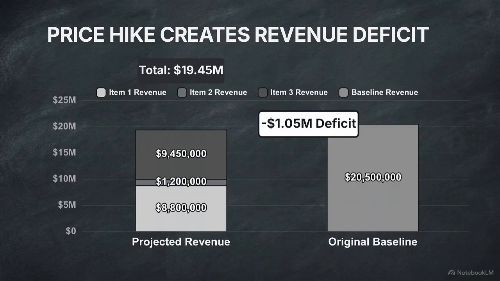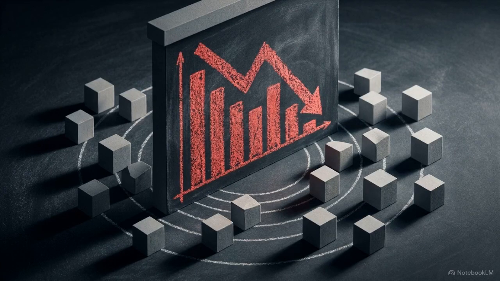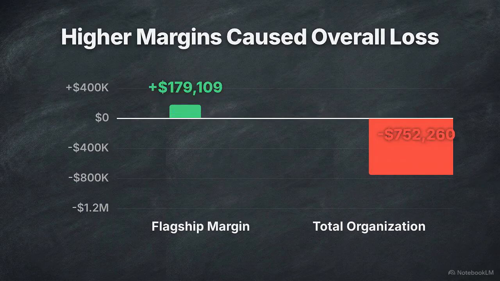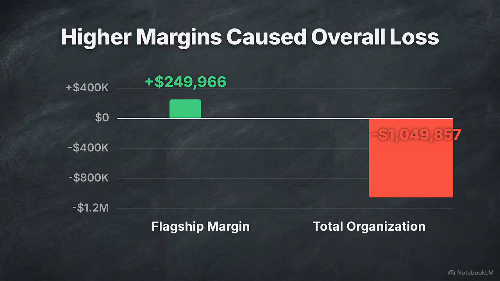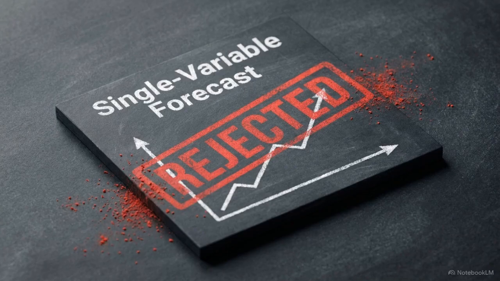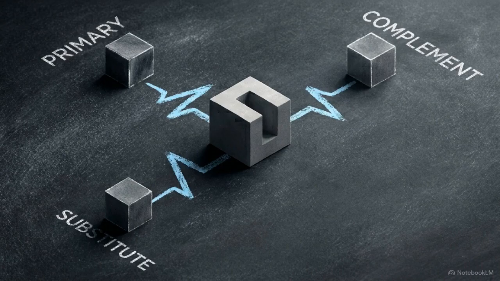Subtracting the new projected total from the baseline reveals a deficit of $1,050,000. By instituting a 10% price increase on Item 1, the firm effectively reduces its net revenue by over $1 million. Increasing the price and the profit margin on a flagship product resulted in an overall loss for the organization. This inverse outcome proves why relying solely on single-variable historical trend analysis is a dangerous method for financial planning. Analysts must map out the complete matrix of product relationships before committing to sweeping financial predictions.